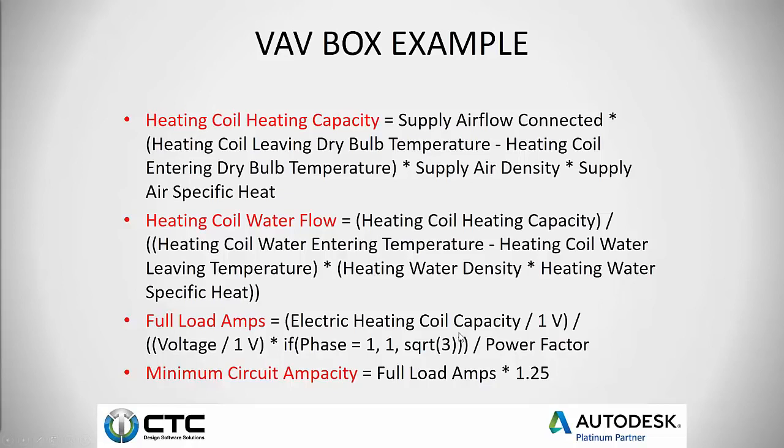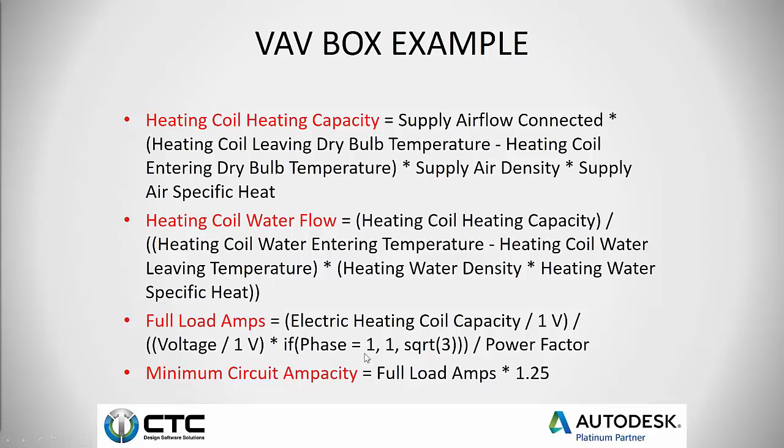We're taking our heating coil capacity, dividing it by 1 volt, because that's given in watts. So if we take watts out, we're left with amps. And then we're going to take our voltage and divide the voltage by 1 volt to make it unitless. And then we're taking phase.